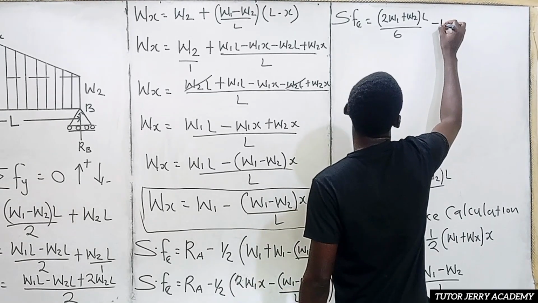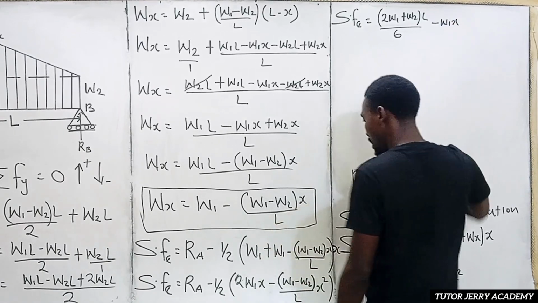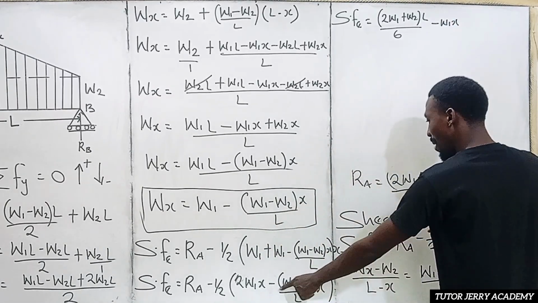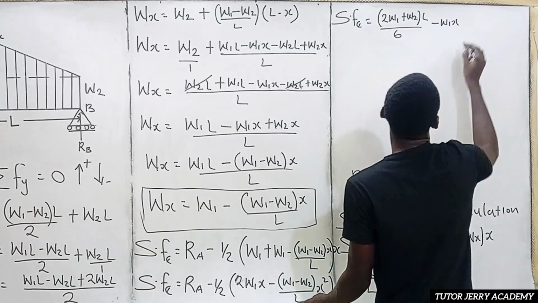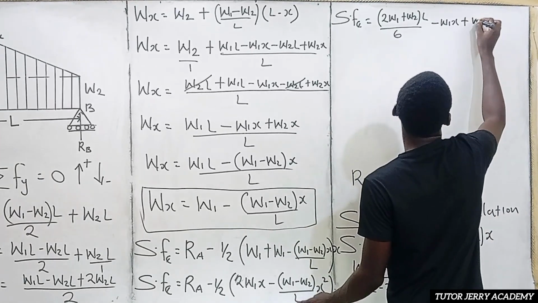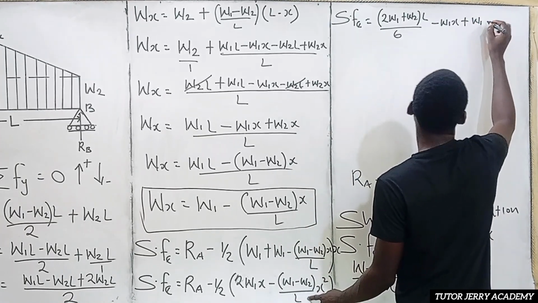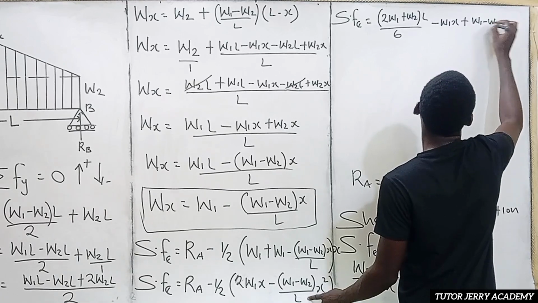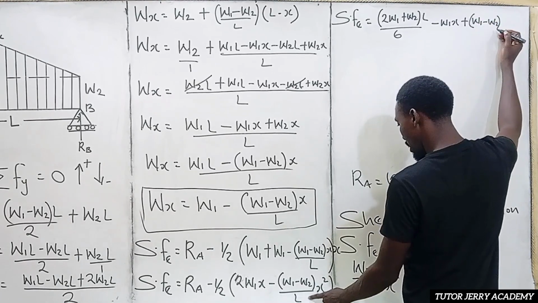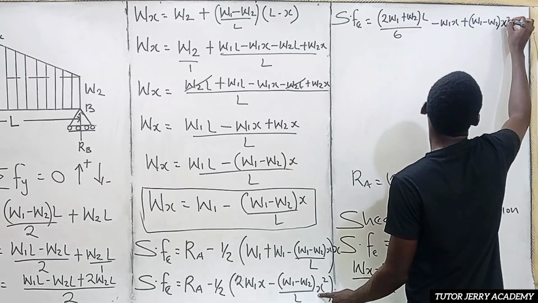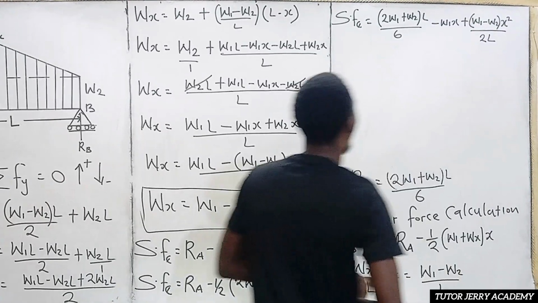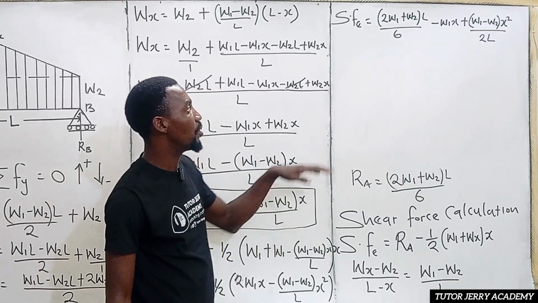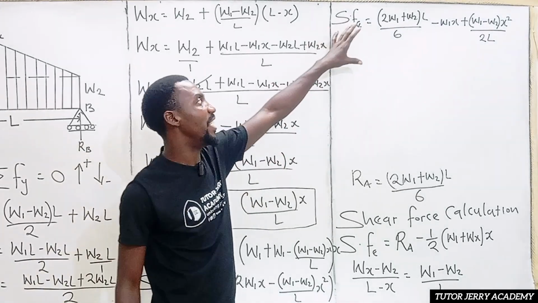Minus W1S, then minus half multiplied by minus, that is plus. So that is plus (W1 minus W2), then S squared all over 2L. All right, so that's what we are going to have. So this is going to be the shear force equation.